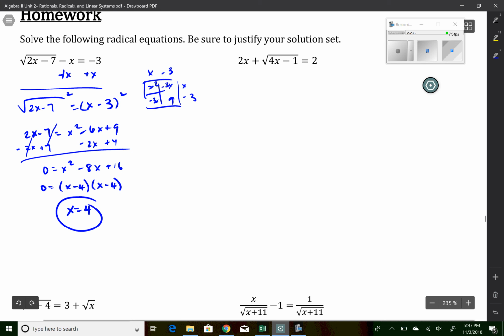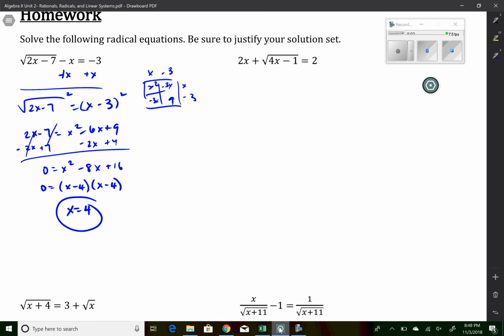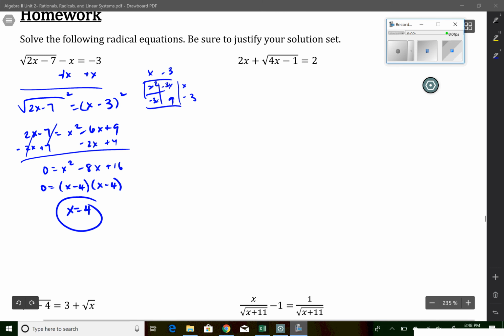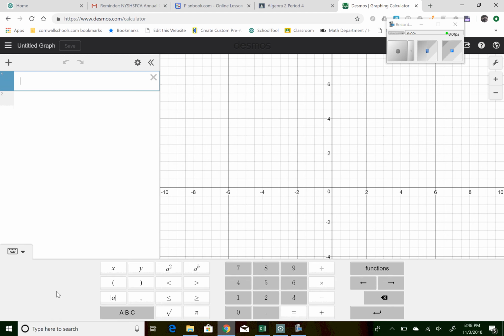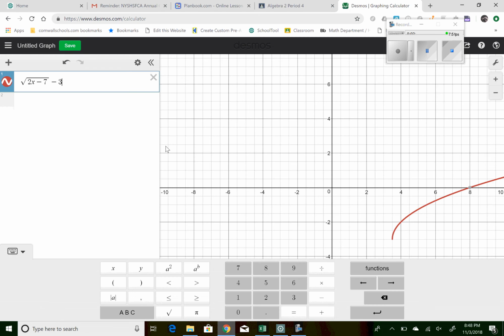Now let's talk about our check. If I was to check this, I want to be able to graph it. Obviously, I don't have the calculator here on my computer, but I have Desmos, and that's good enough. I just want to see where they intersect. So I want to plug in the square root of 2x minus 7, so we need a square root here, 2x minus 7, and then minus x, and then minus 3 is the other equation.